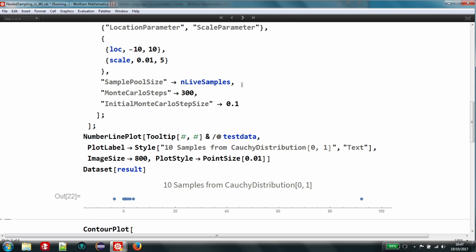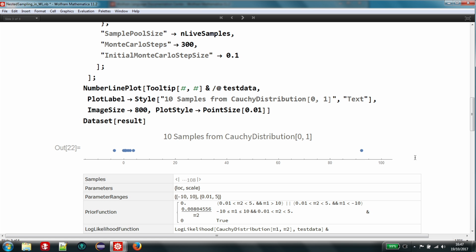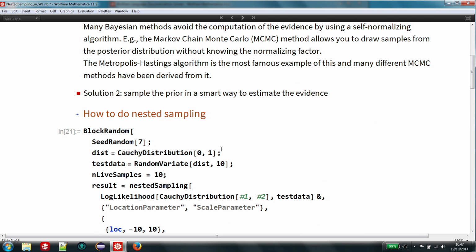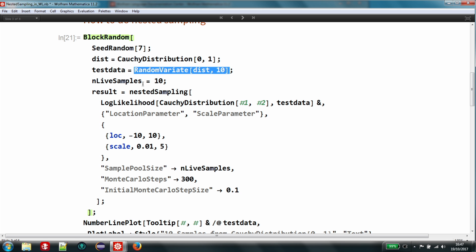So I implemented the nested sampling algorithm in the package I mentioned on GitHub. And in this case, I'm using that package on data I draw from a Cauchy distribution. So the Cauchy distribution is notoriously very wide. It's kind of like a normal distribution, but with much heavier tails. So the parameters it has are a location and a scale parameter. In this case, 0 and 1. I generate some test data, and then I'm going to do my nested sampling algorithm.